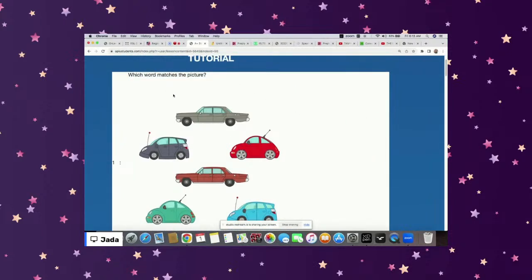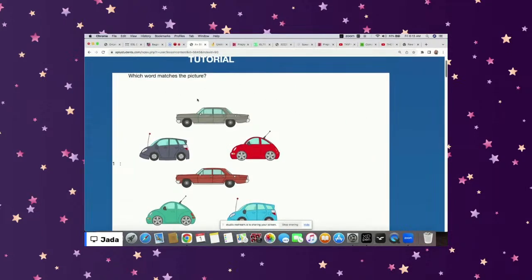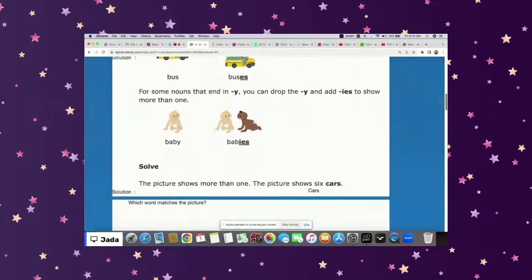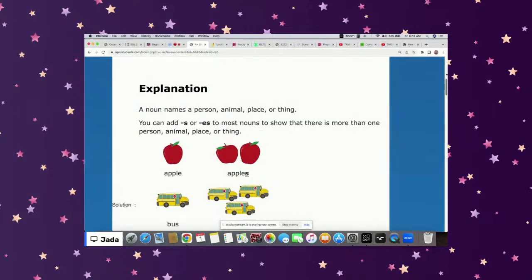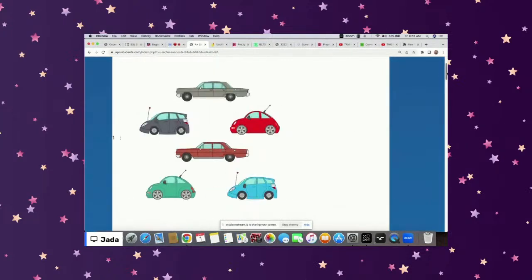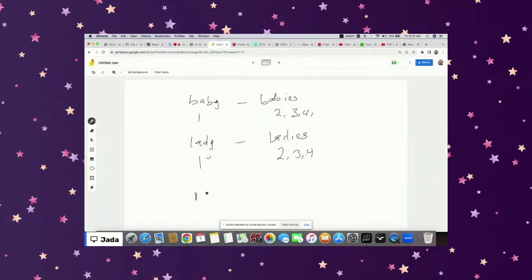Okay, so from the picture it says which word matches the picture. What do we have here? All these are cars, right? So the picture shows six cars. So you're just going to count how many cars you have here. We have one, two, three, four, five, six. So if we had one car, it will be just car. And then if you have more than one car, just like this, now we have six cars, it's gonna be cars with s. So you need to add s to show that it is plural. But once it's only one, you just say car, and then more than one, you say cars.